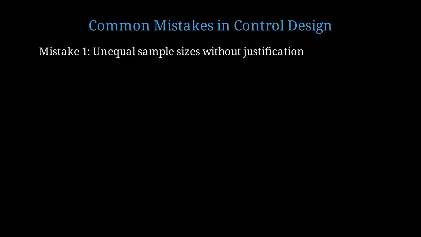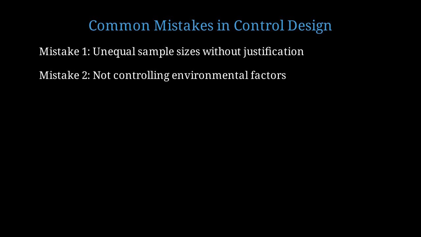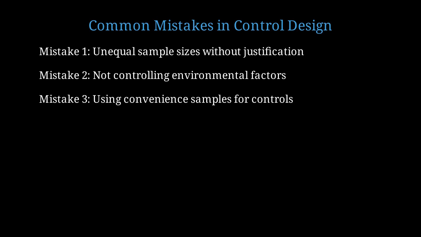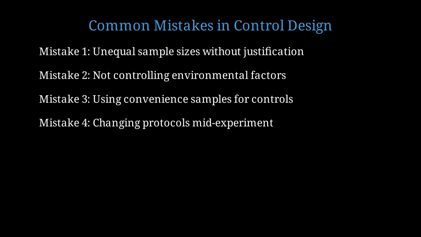Let me highlight some common mistakes researchers make when designing controls. Mistake 1. Having drastically unequal sample sizes between treatment and control without good reason. This reduces statistical power. Mistake 2. Not controlling environmental factors. If your treatment group is tested in the morning and control group in the afternoon, fatigue becomes a confounding variable. Mistake 3. Using convenience samples for controls instead of random assignment. If volunteers choose their group, selection bias invalidates your results. Mistake 4. Changing your measurement protocols or criteria mid-experiment. This introduces systematic error that can masquerade as a treatment effect.